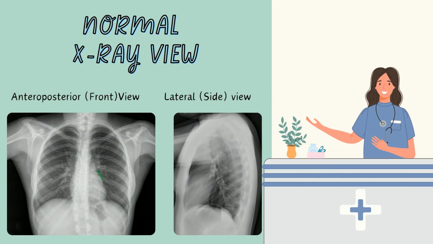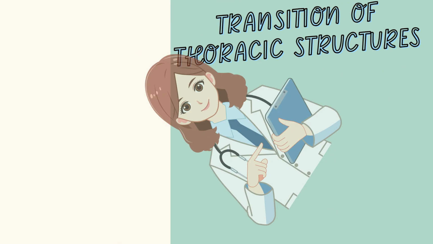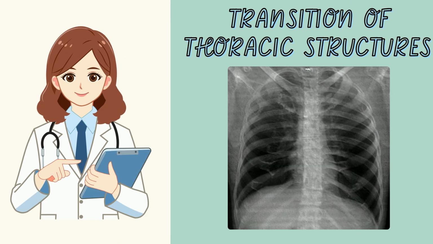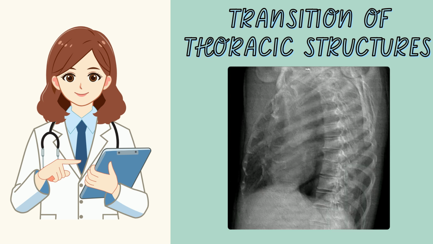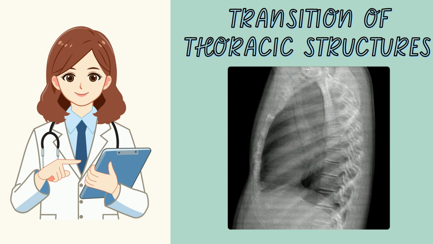Now, let me show you what we are actually dealing with. Here you can see normal chest x-rays in two common views. Anteroposterior, which is the front view, and lateral, the side view. Radiologists look at both angles to get a complete picture of what is happening inside the lungs.